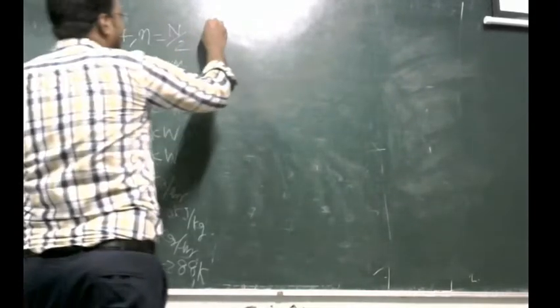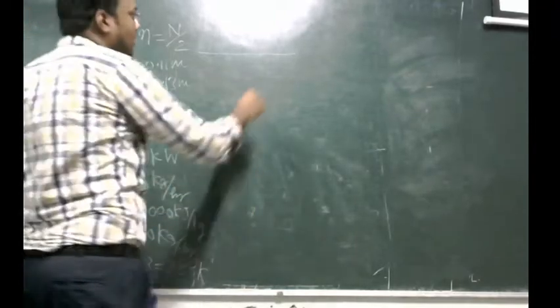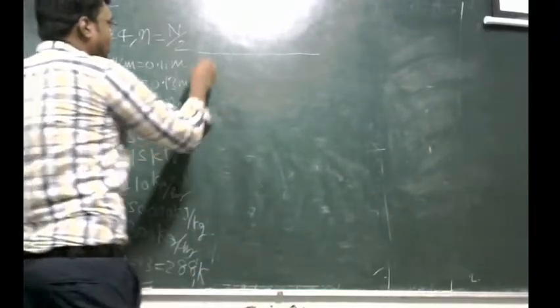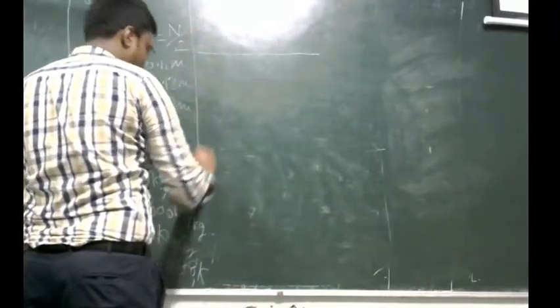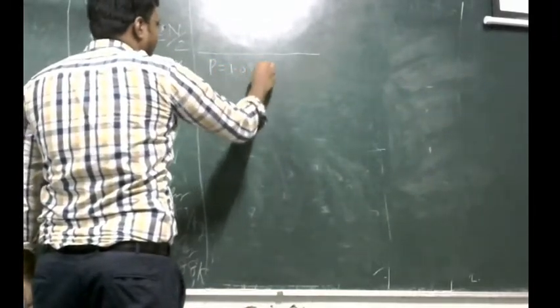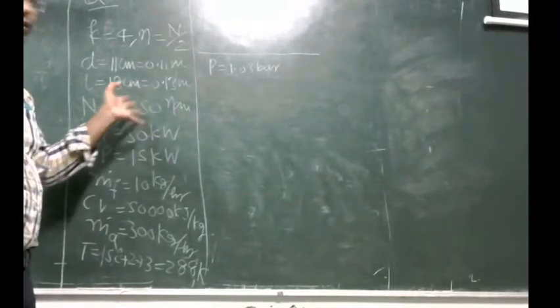And pressure is also given in the question. Pressure P is equal to 1.03 bar. So this much data is given in the question. This is a long data set, so we have to use the data according to our requirement.